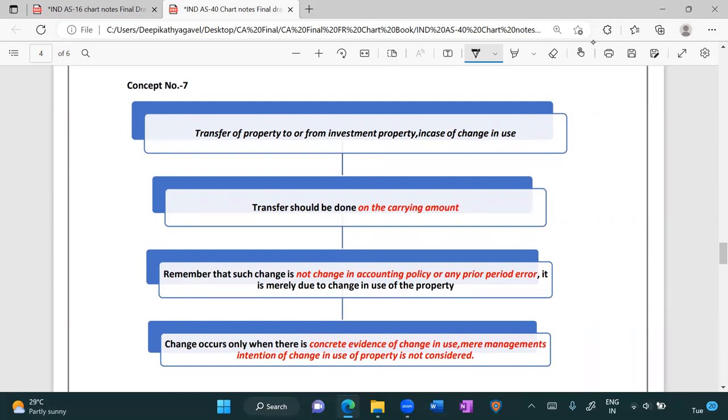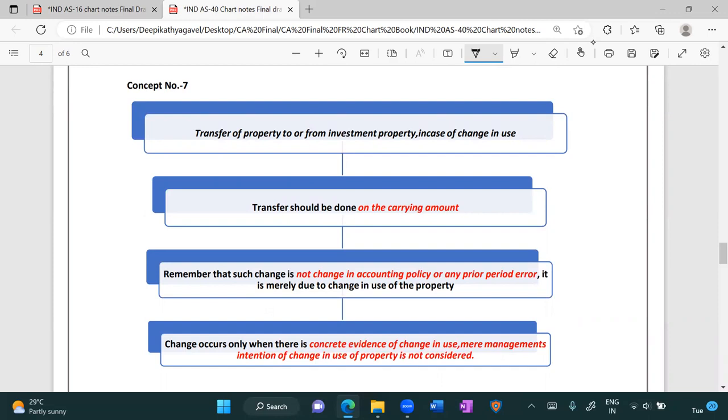I'm giving that building on rent or operating lease. So now what standard will apply for this? In this, Ind AS 40 will apply. So there's a transfer of investment that is happening, right? Investment previously which was as owner-occupied property is now becoming an investment property.